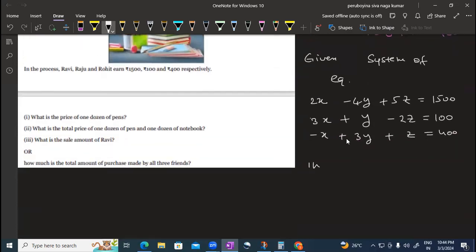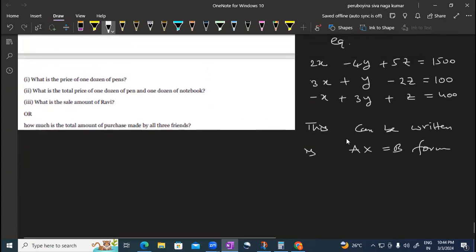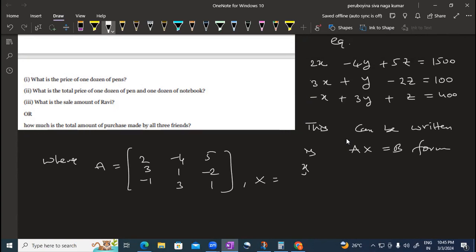This can be written in AX is equal to B form, where A is equal to [2 3 -4; 3 1 -2; -1 3 1], X is equal to x, y, z, and B is equal to 1500, 100, 400.